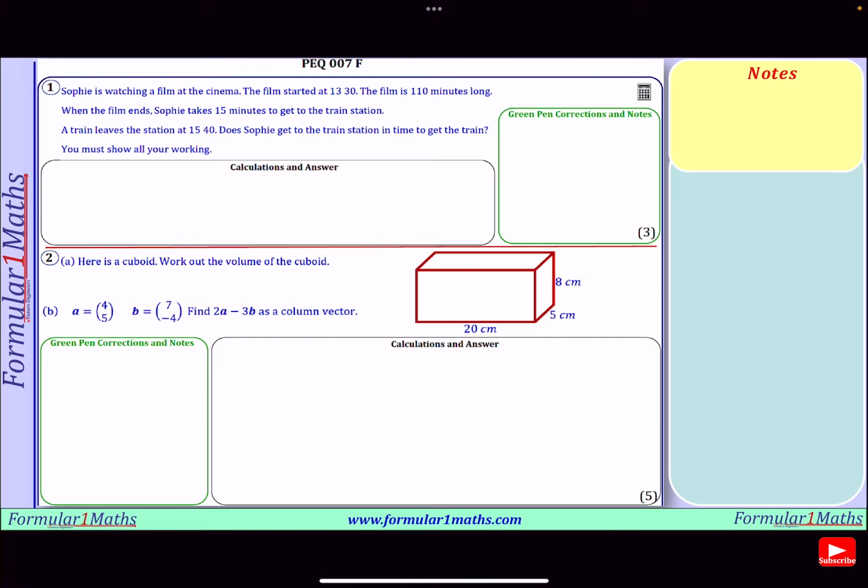This is past exam questions 007 for the foundation tier, GCSE. We've got 3 questions to answer. Question 1.